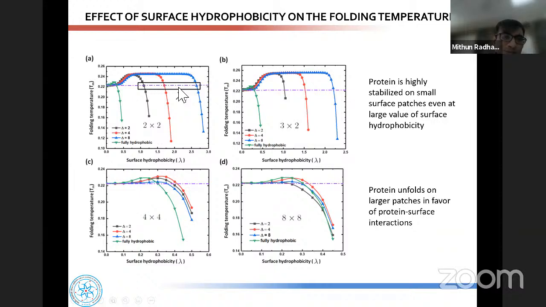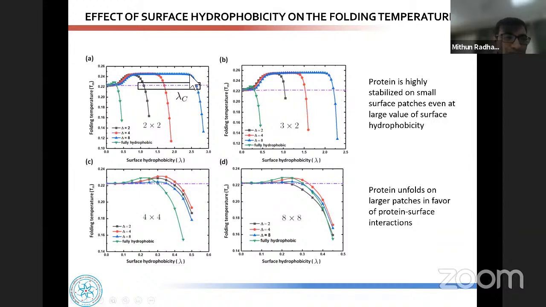Whereas for small patches, if you see 2 cross 2 and 3 cross 2, let us just look at 2 cross 2, for example. What happens on a fully hydrophobic surface, which is green, which I've just drawn for reference? It unfolds pretty soon, right? Even at a lambda of 0.4, it's already unfolded. Whereas if I look at various distances, right?